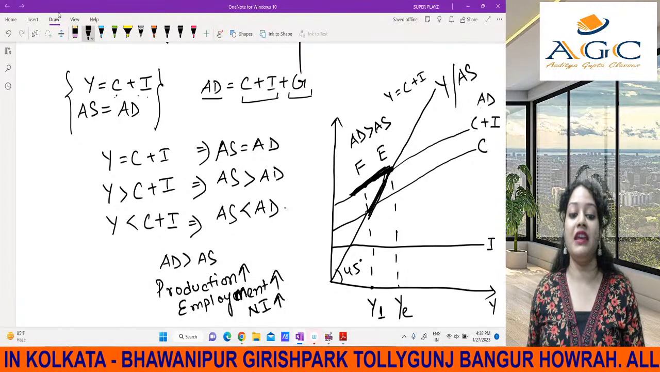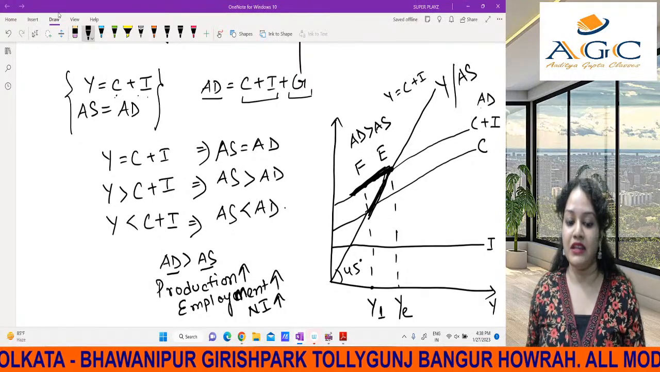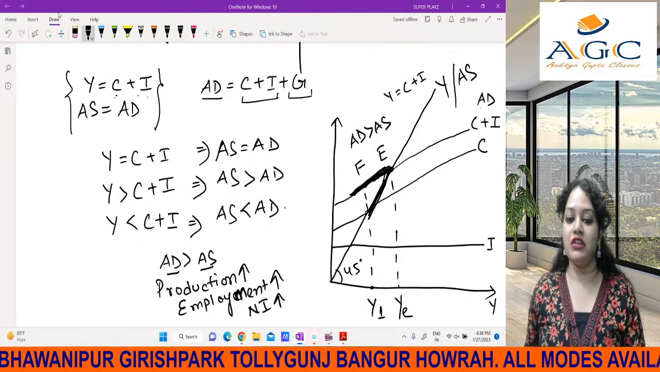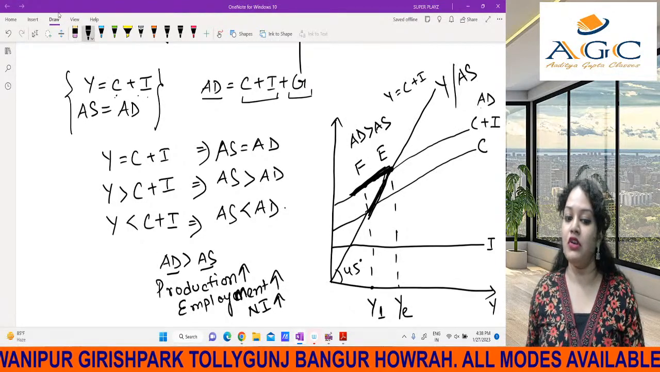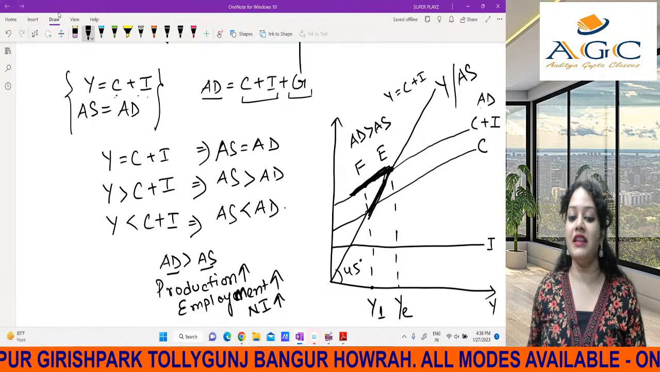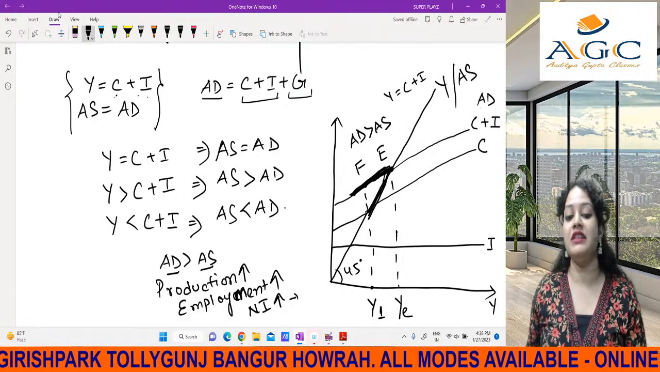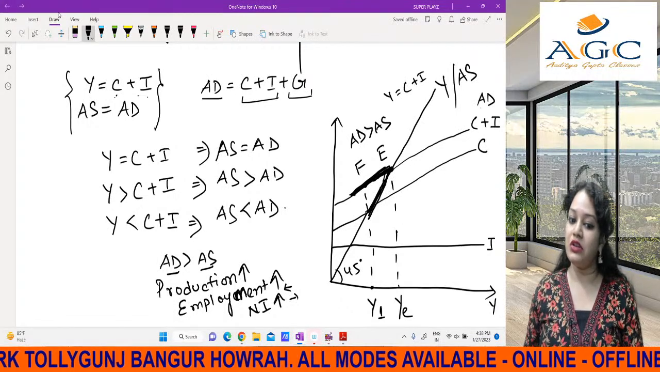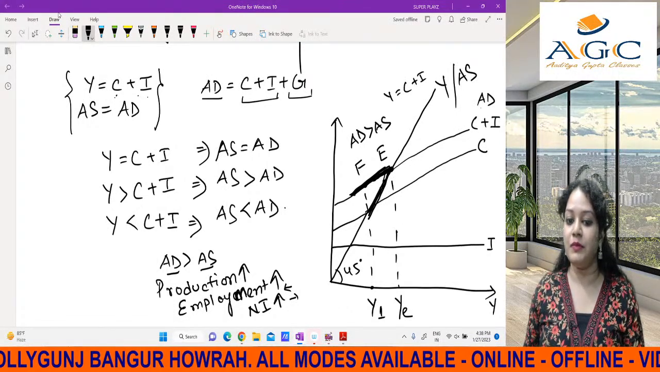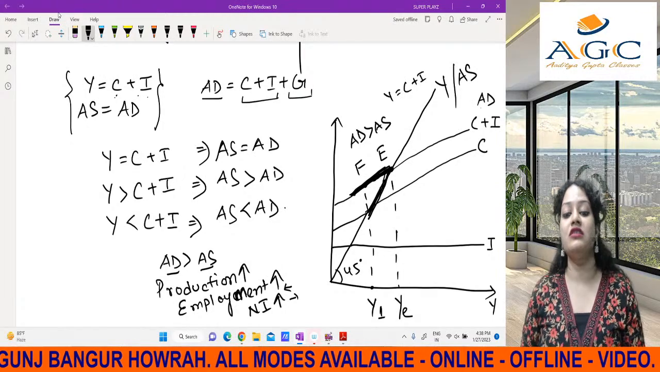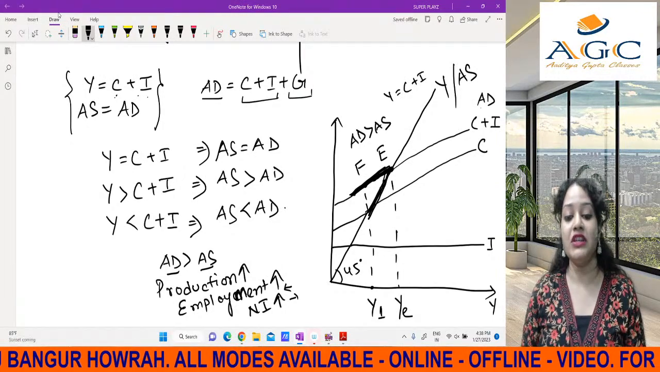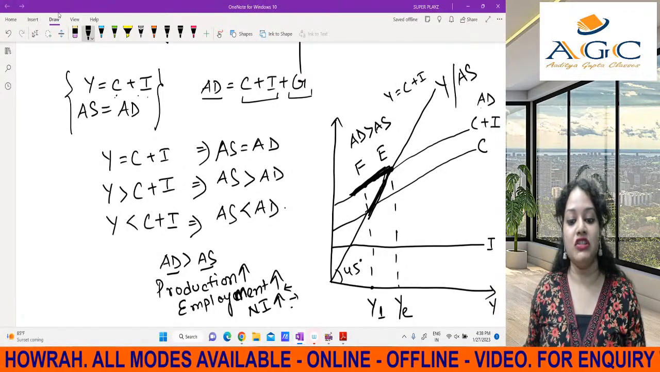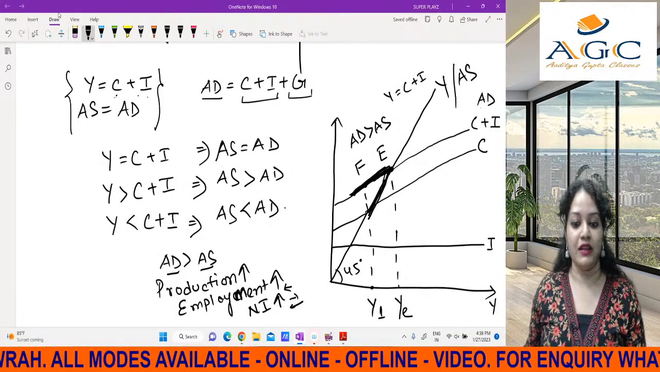So what is happening? If our demand is more and supply is less, the producers will be increasing their production. If the production is increased, then the employment will also increase. As a result, our national income is also increasing. But between these two lines, we have to write what? That the consumption of the people is also increasing, but it is not increasing as much as that of income. And at the end, what is happening? Our national income is rising as well.